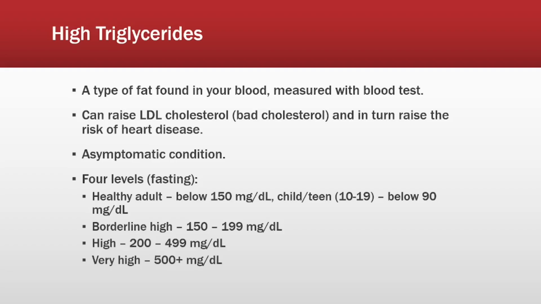The four levels you do have for fasting: for a healthy adult, you want it to be below 150. For a child or teen between the ages of 10 and 19, they want to be below 90. Borderline high, 150 to 199. High would be 200 to 499. And very high would be 500 or higher.